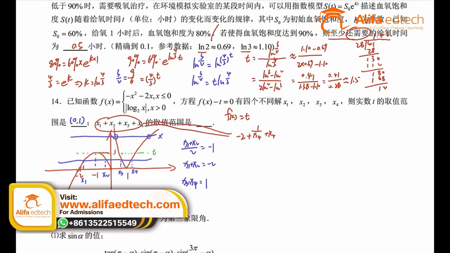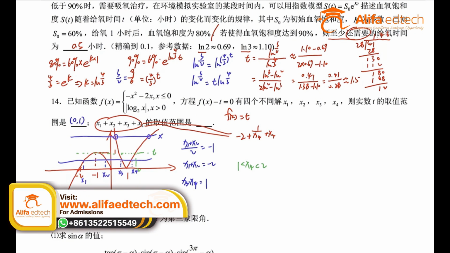Okay, you want it to equal 1. Log base 2 of what equals 1? It's exactly 2, right? So this means my x4, as this line y equals t moves between 0 and 1, your intersection point x4 must be to the right of 1. So it must be greater than 1 and less than what?